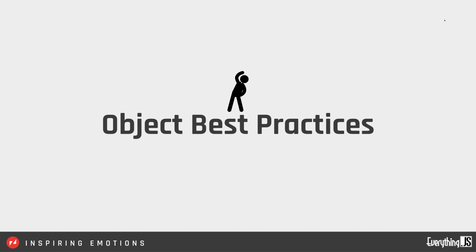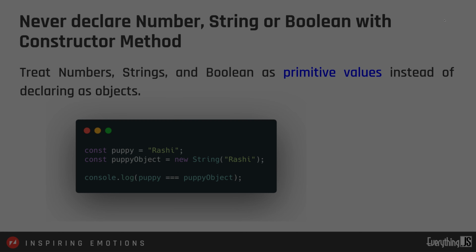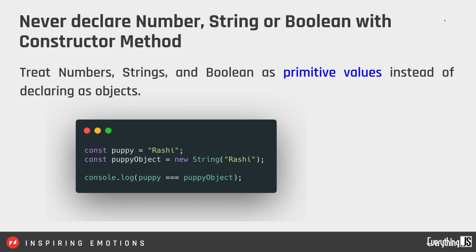So that's all about objects, and let's talk about the best practices we can follow when creating or using objects. One thing was, don't declare a number, string or boolean value as a constructed object using a function constructor, string constructor or number constructor. Just use literals.